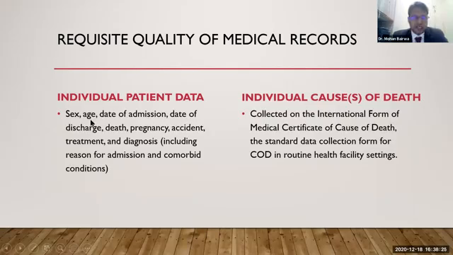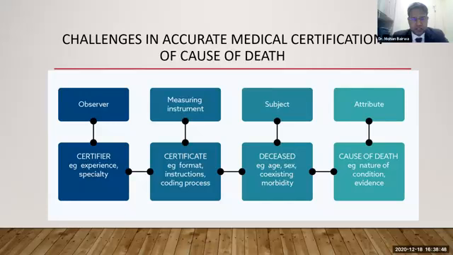Individual patient data includes sex, age, date of admission, discharge, death, pregnancy, accident, and all. And individual cause of death is very important as a part of the international form of the MCCD, or medical certificate of the cause of death. So we are facing various kinds of challenges in getting all this information and how this can be improved. So we are going to discuss that.